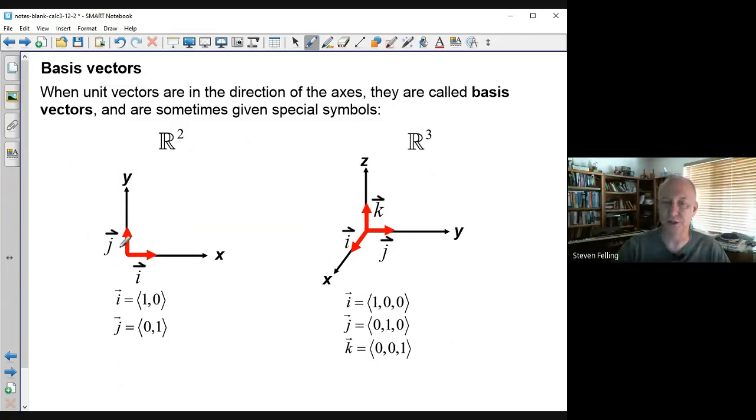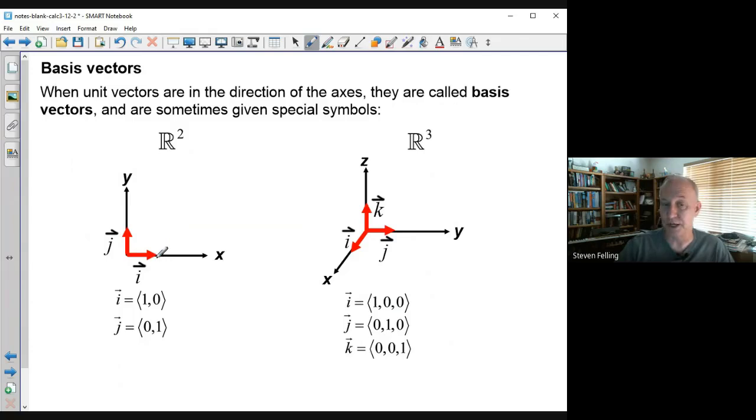So in two-dimensional space, the vector that's in the x direction is given the label i. And the one that's in the y direction is given the label j for y. And then if we have a z component, because we're in three dimensions, then that's k. So if you see an i, a j, or a k vector, then those are specifically length 1 vectors, and they're in the direction of the coordinate axes.